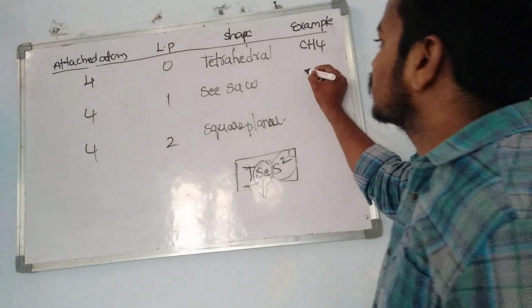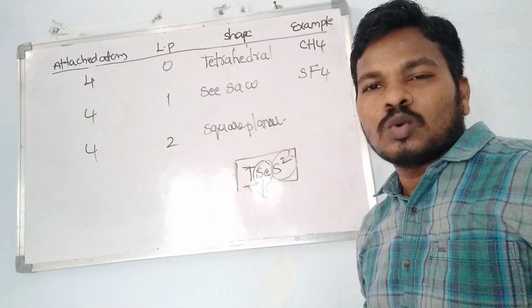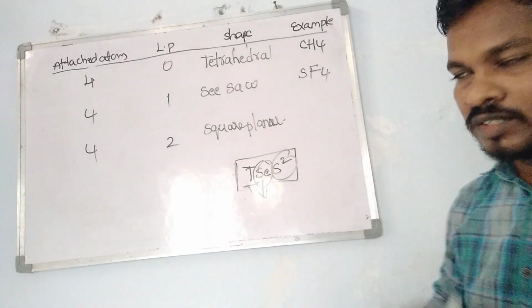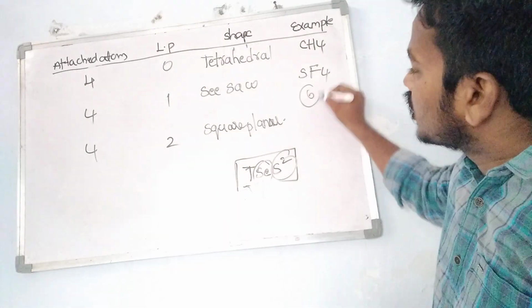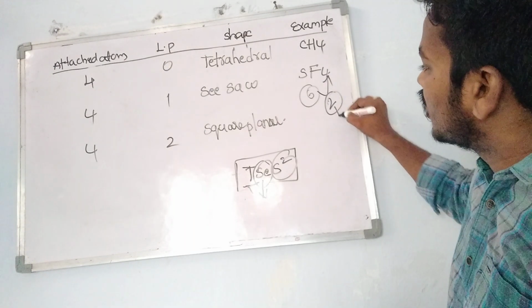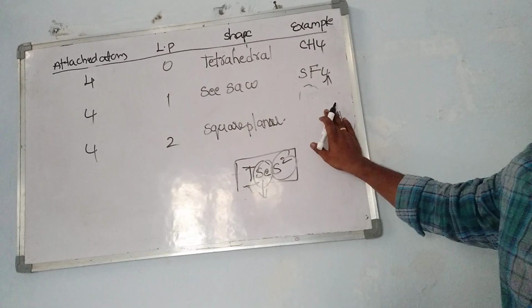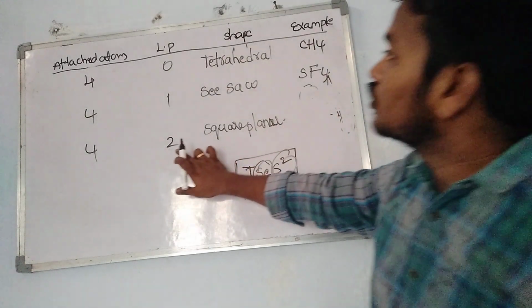You can remember. So in this example, SF4, 1 lone pair of electrons. A total of 6 valence electrons; out of 6 valence electrons, 4 participate in bonding with the 4 fluorine. So you can see the 2 electrons, in the sense 1 lone pair, will be there. So the next one is square planar, square planar with the 2 lone pairs.